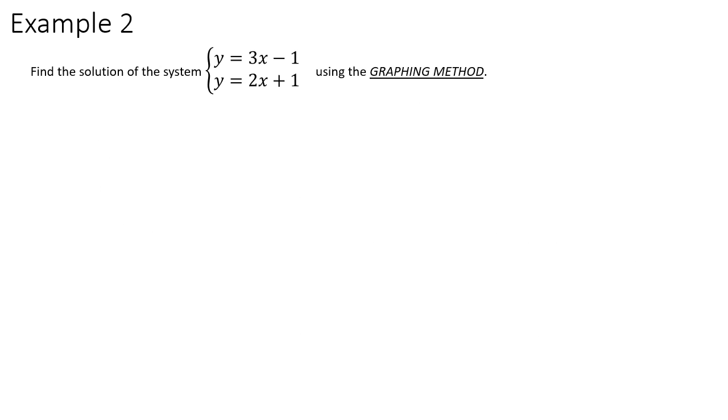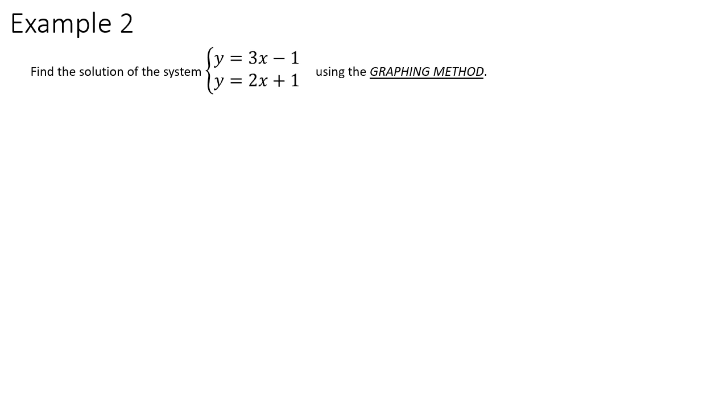Example 2. Find the solution, which is another way of saying solve the system, y equals 3x minus 1, y equals 2x plus 1, using the graphing method. So before this, we were testing to see if an ordered pair was a solution. We were also looking to see how many solutions there were. So right now, we're going to begin finding and solving for the solution.